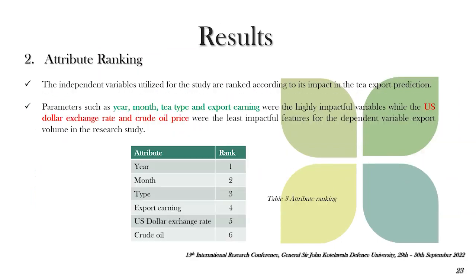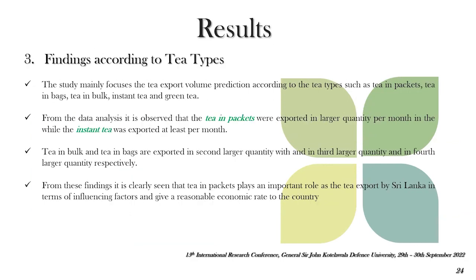And then for the attribute ranking, again the WEKA software was used to rank the attributes. From that, year, month, tea type, and export earning were considered as the highly impactful variables, while the US dollar exchange rate and crude oil price were considered as the least impactful features. If we talk about the findings according to the tea types, it's observed that tea in packets and tea in bulk were exported in the larger quantity, while instant tea was exported in the least quantity as per the month.